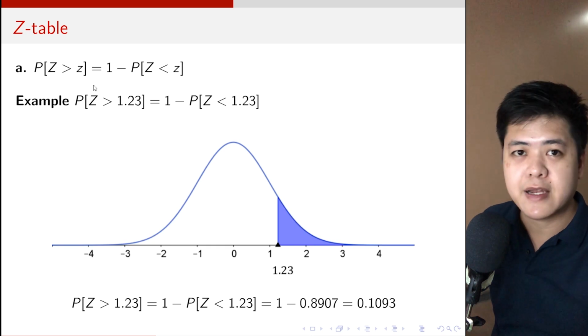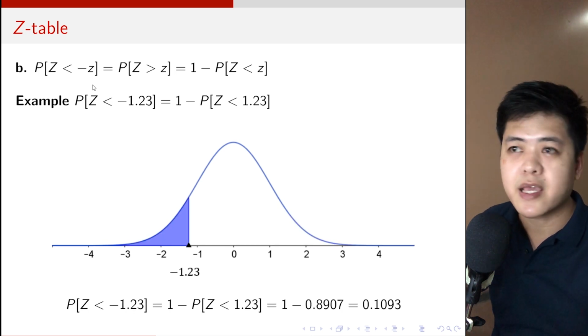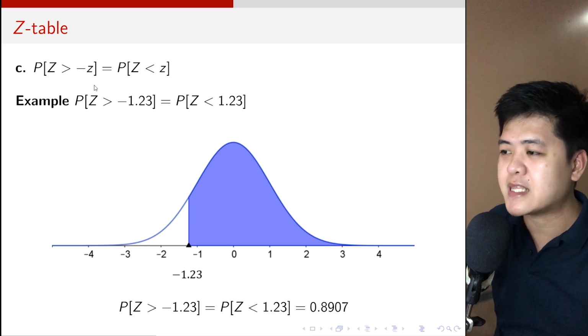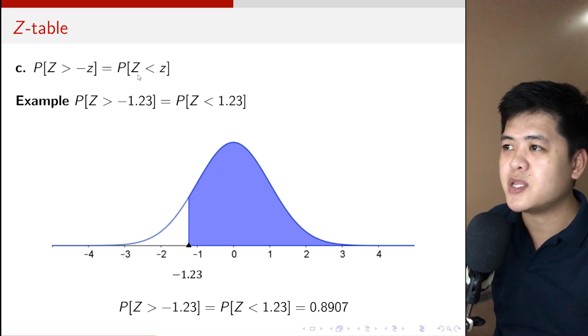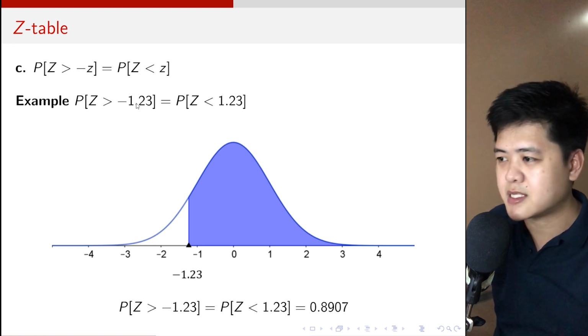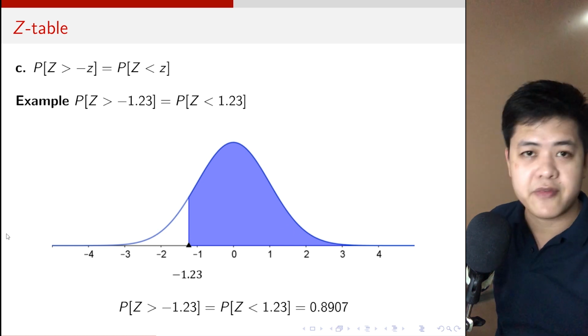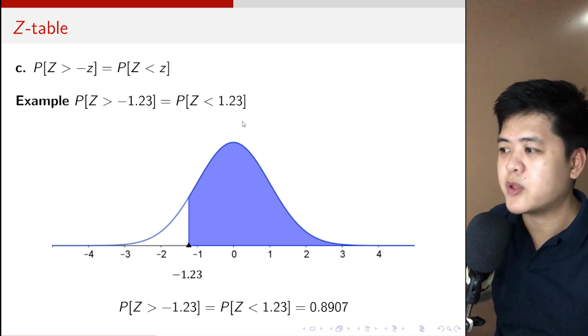Yung case number 1, greater than a positive z. Case number 2, less than a negative z. And case number 3 will be greater than a negative z. So if it's greater than a negative z, equal lang din yun sa probability that z is less than z. Kasi, kunyari, negative 1.23 to the right, equal lang din yun sa 1.23 to the left. Parehas lang yung area nun. So, kunin mo na lang yung 1.23.